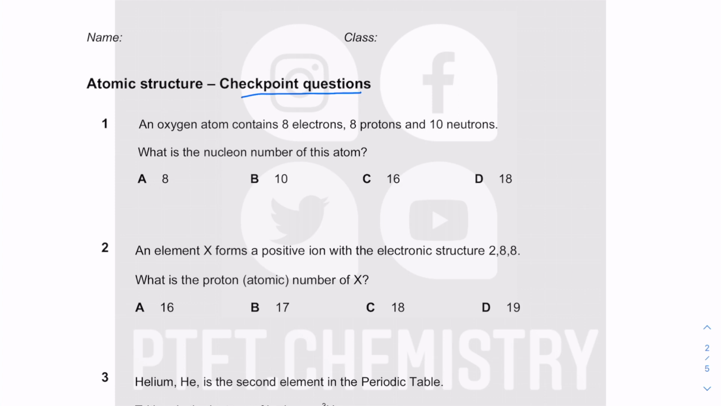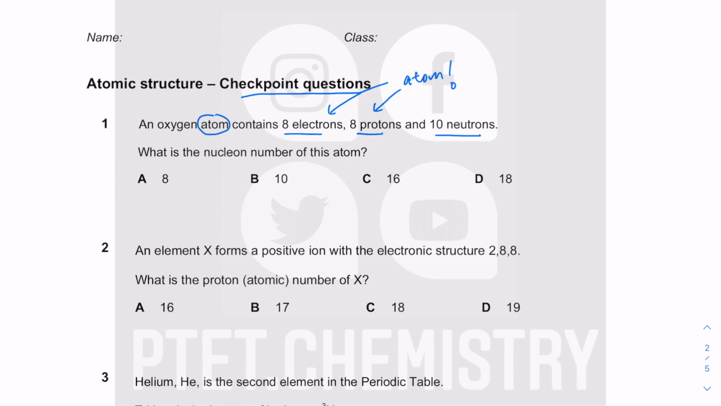All right. So in this first question, we have an oxygen atom containing 8 electrons, 8 protons and 10 neutrons. We are told that this is an atom. So in an atom, the number of electrons and protons are the same, because the charges on the protons must be balanced out by the charges of the electrons. Hence, you have an equal number of protons and electrons in an atom.